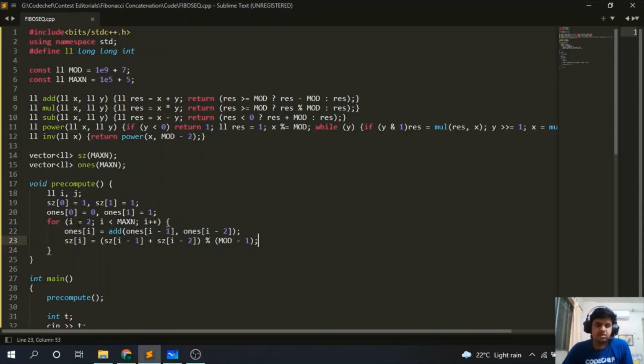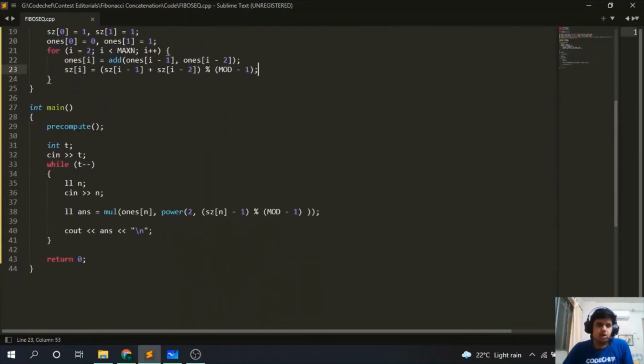So now we will run the loop from i equal to 2 to i less than maxn. So ones of i is equal to, I will be using the add function over here, which is nothing but modular addition. So ones of i minus 1 plus ones of i minus 2, just like we discussed in the approach. And over here SZ will be SZ of i minus 1 plus SZ of i minus 2. Only difference is here the modulo will be mod minus 1, just like we discussed in the solution approach. So this is the pre-computation function.